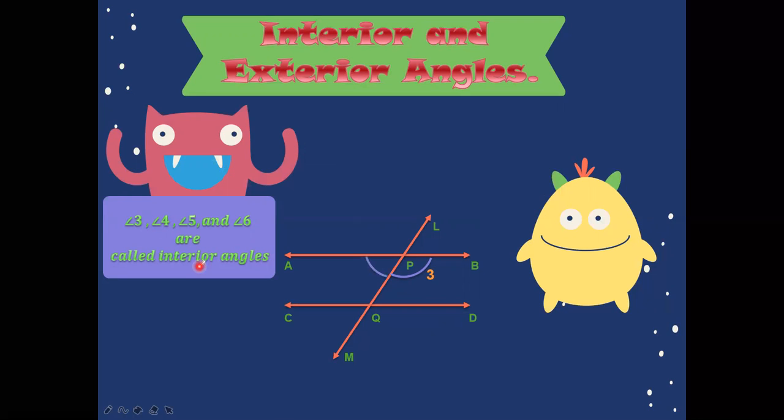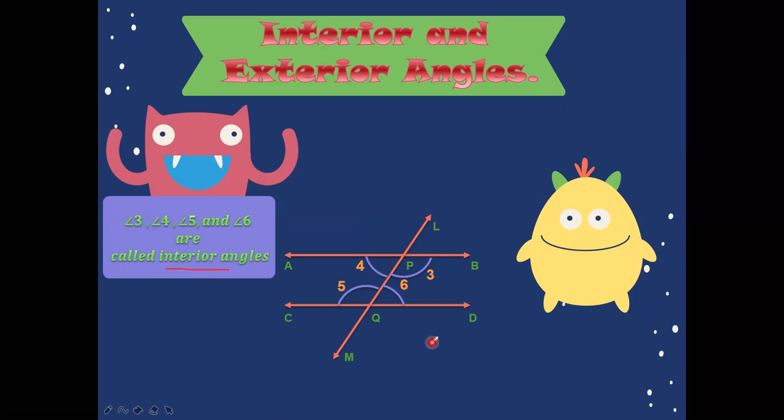Okay, this will be your angle number 4, then angle number 5, and the last one is angle number 6. As you can see here, these angles lie inside the parallel lines. So we will say that these angles are interior angles.